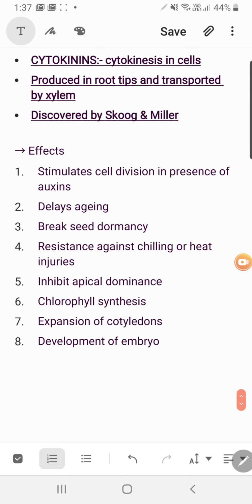And ultimately, you have to come to the effects of cytokinins. The first one is that they stimulate cell division. As I've already told you, that's cytokinesis, the division of the cytoplasm. Second, they delay aging. All growth accelerators, the ones promoting growth, will never allow aging. It will keep the plant alive as long as possible, right?